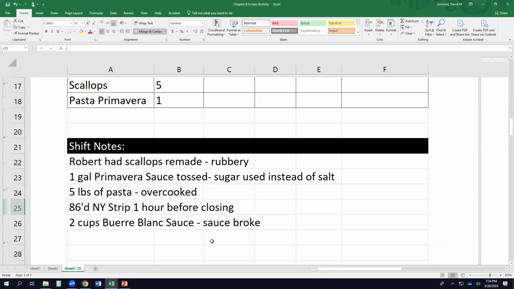Okay. The gallon of Primavera, who listed that as number 1? Okay. Why? Okay, that's a gallon. It's a lot of sauce. What else? Okay, so potentially labeling issue or negligence, right? Yeah, absolutely. What else? Anybody else? Anything else to add to that for the pasta primavera? Yes.